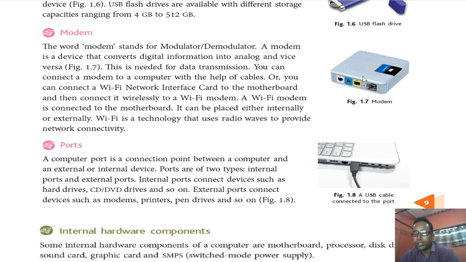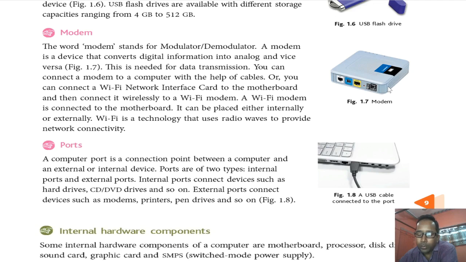So when we receive any analog signal, the modem converts that analog signal into a digital signal so that our computer can understand. And when from our computer we send some digital information to the internet, at that time the modem converts that digital information to analog information and sends it to the telephone line, and the telephone line carries that analog signal. So there are two types of modem.